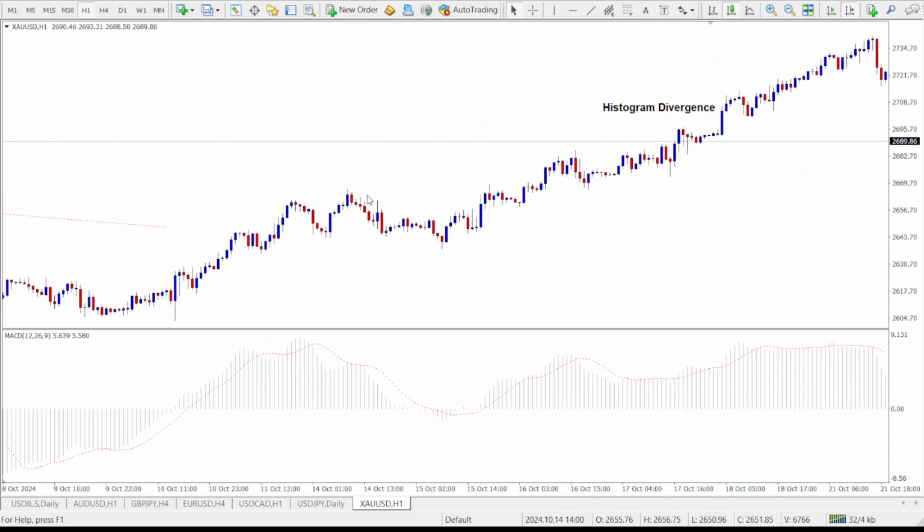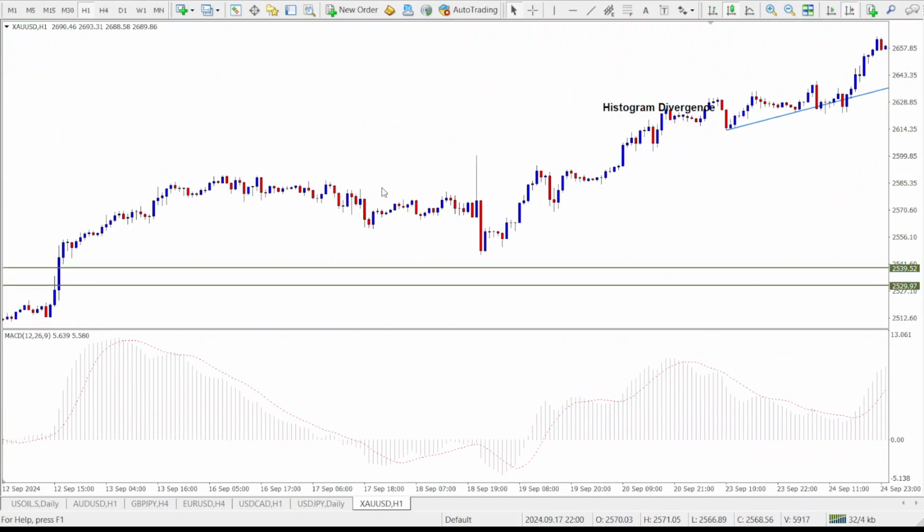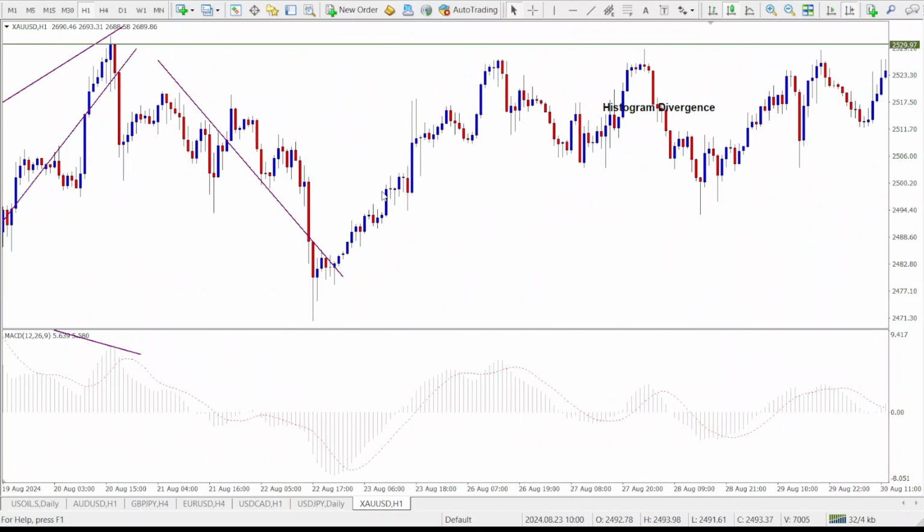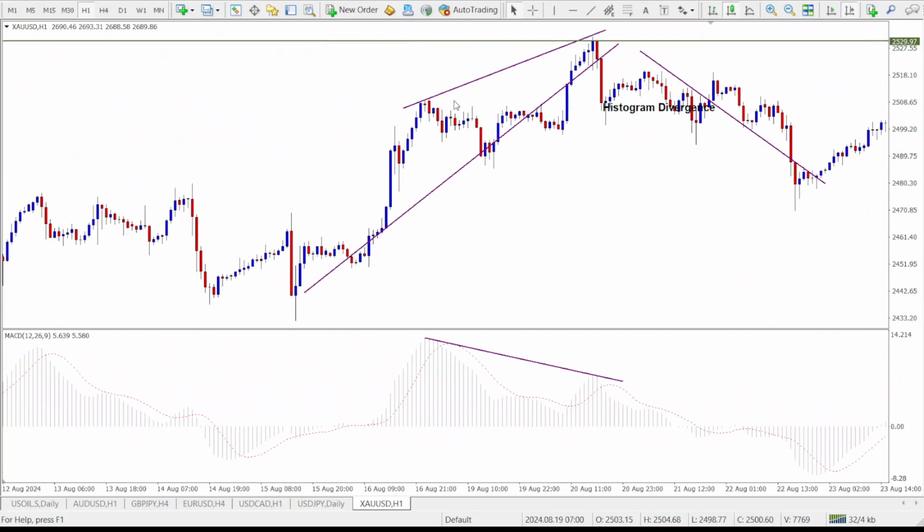In the case of a bearish divergence, when you notice the discrepancies and you see that the price is making higher highs, but the histogram bars are making lower highs, it shows that the bullish momentum is getting weak. All right.